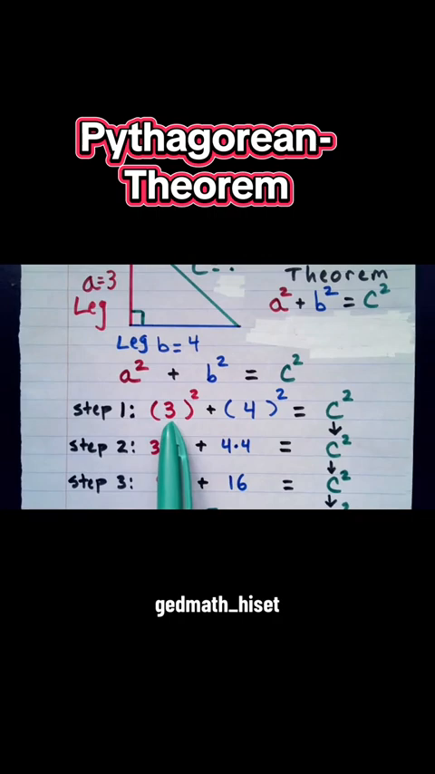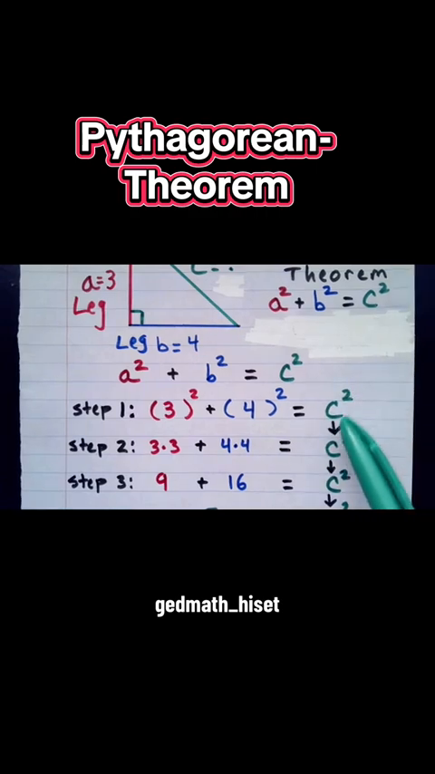Step 2, we want to simplify, right? And we're following the order of operations. Nothing we can do inside the parentheses. Exponents is the second step in the order of operations. So we simplify: 3 squared means 3 times 3, plus 4 squared means 4 times 4, equals c squared. Now we're not doing anything with the c squared until later. That'll be one of our last steps.